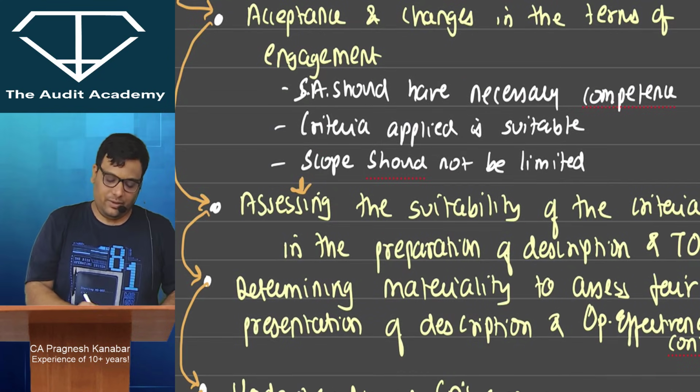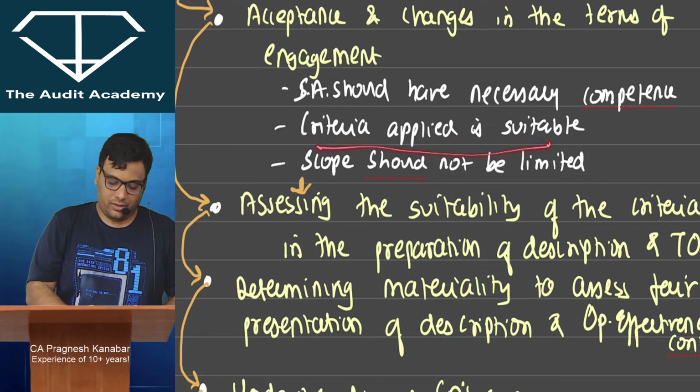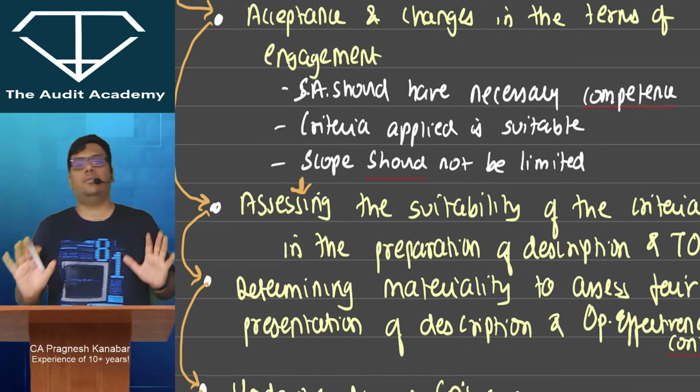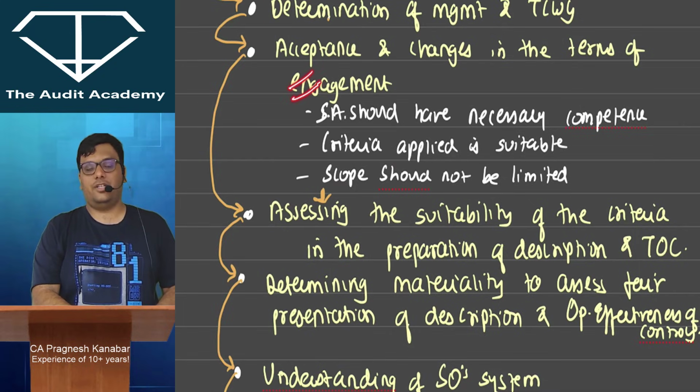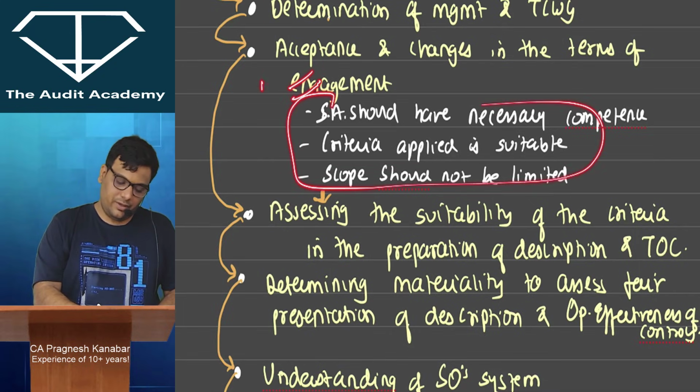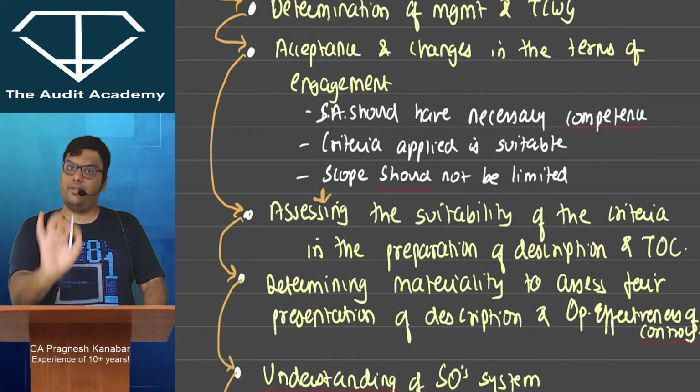Criteria applied should be suitable, and your scope should not be limited. So you have to be careful about these things when you are accepting the engagement. Please ensure that you are aware about this point, because this particular answer could be of 3-4 marks.